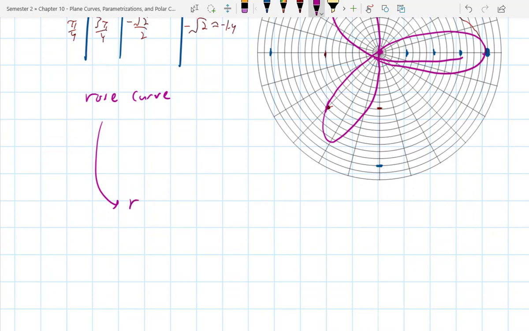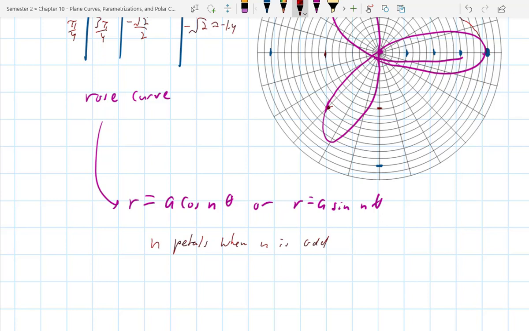Rose curves come from r is equal to a times the cosine of n theta, or r is equal to a times the sine of n theta. You typically have n petals when n is odd, and you have 2n petals when n is even.